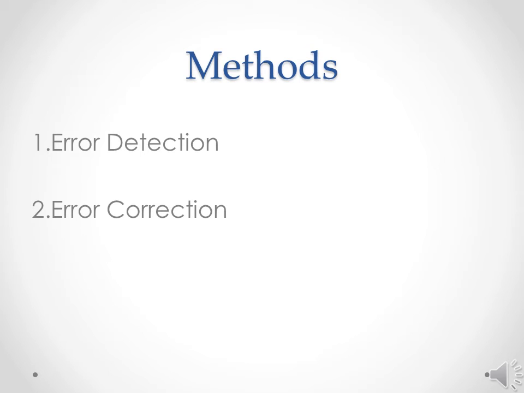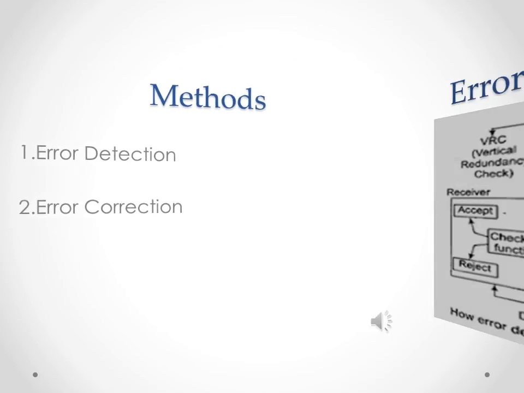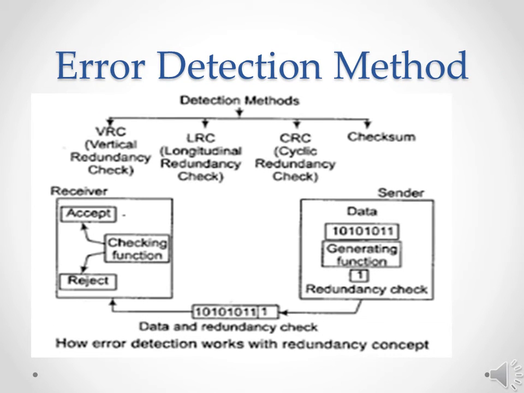There are two types of methods. First, error detection. Second, error correction. Error detection method: errors in the received frames are detected by means of parity check and cyclic redundancy check, CRC, and many more methods are there. In both cases, a few extra bits are sent along with actual data to confirm that bits received at their end are the same as they were sent. If the check at the receiver end fails, the bits are considered corrupted.